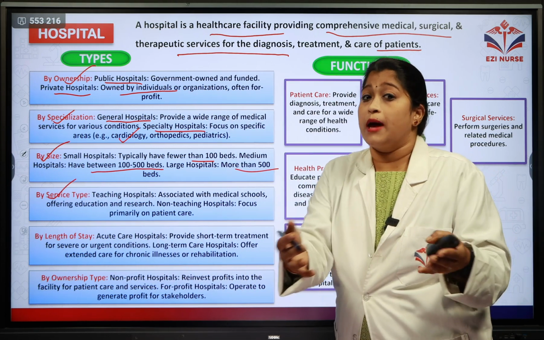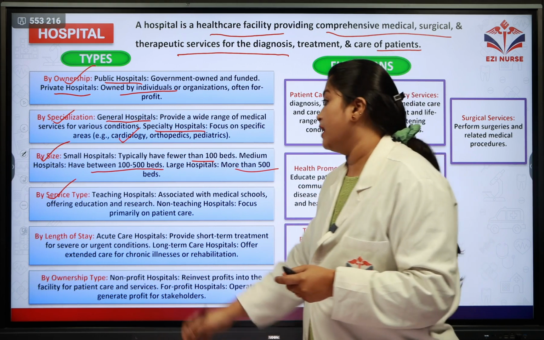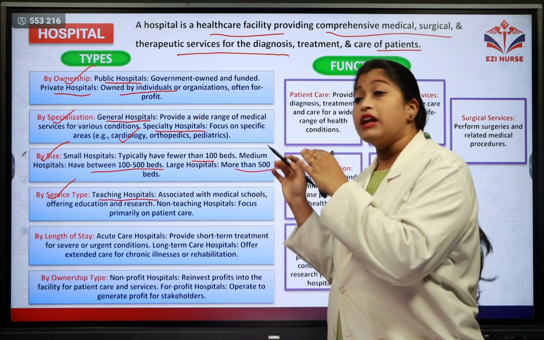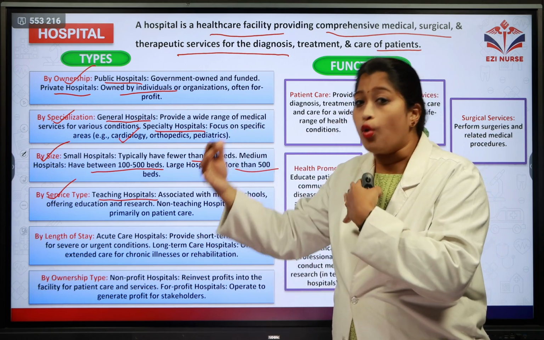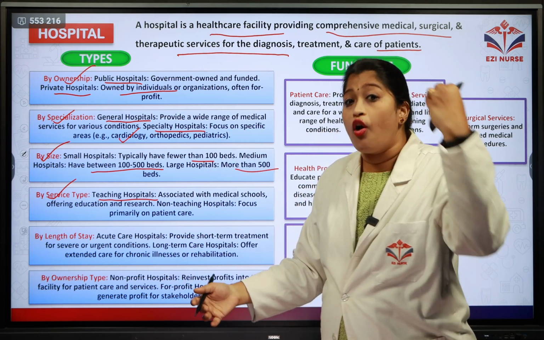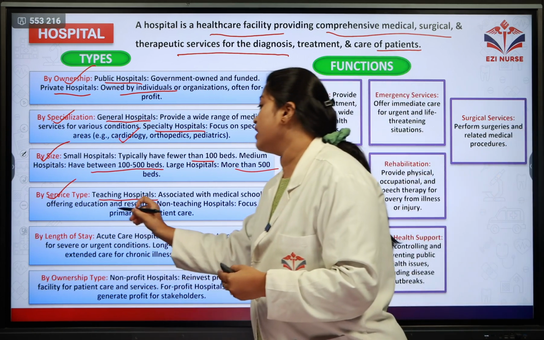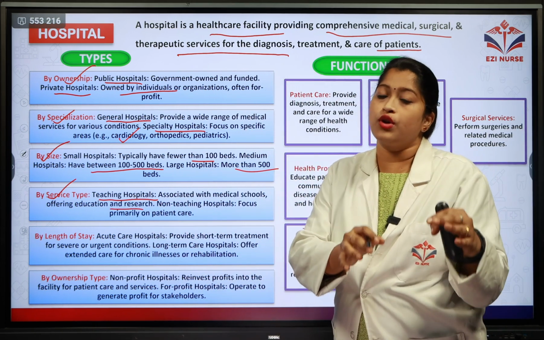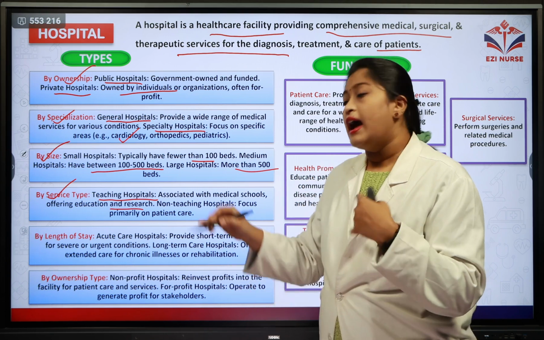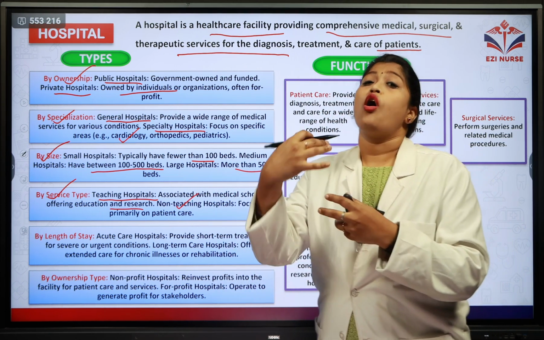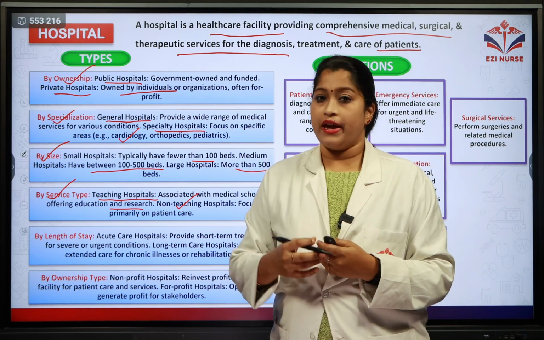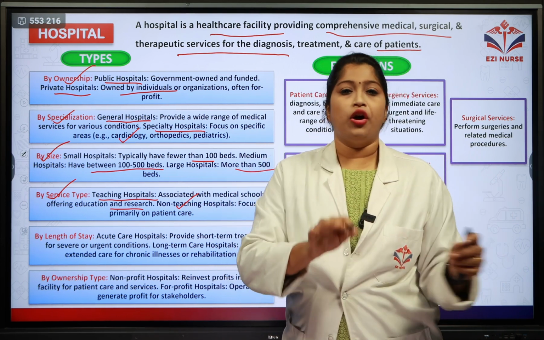What kind of service are they providing? Teaching hospitals are associated with medical schools. Many of these hospitals have their own medical schools, wherein they offer education to students, and research also goes on in those hospitals. The second type is non-teaching hospitals. They focus primarily on giving patient care. Here the teaching is not included.